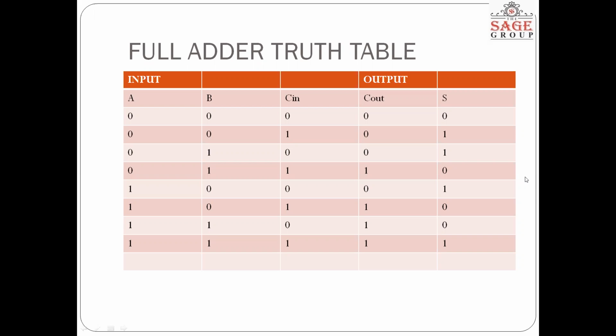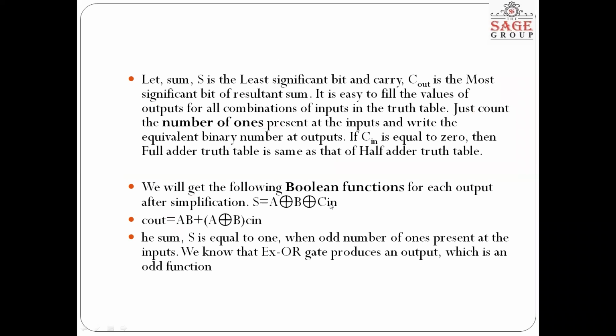Next, let S be the least significant bit and the carry out the most significant bit of the resultant sum. It is easy to fill the values of output for all combinations of input in the truth table. Just count the number of ones present at the input and write the equivalent binary number at output. If C in is equal to 0, then the full adder truth table is the same as that of the half adder, right? So in this, we will get the following functions for each output after simplification.